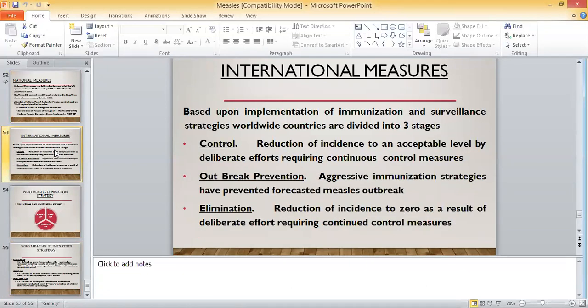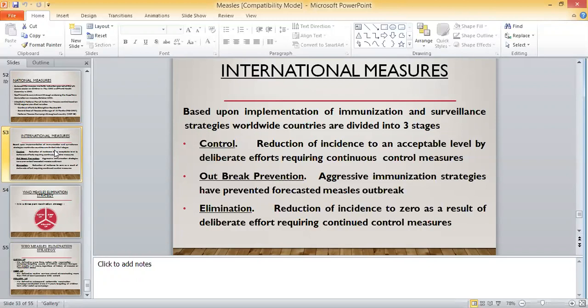International measures are control, outbreak prevention, and elimination. Fourth is also eradication, which can be done later on. The difference between elimination and eradication is that elimination is when there are zero cases of a disease in a large geographic area or many countries. But eradication occurs when there are zero cases of a disease globally, in the whole of the globe. Globally, only smallpox is eradicated, but measures are being taken for the elimination of polio and measles. Later on, measles can be eradicated. First, it should be eliminated at the geographic level.